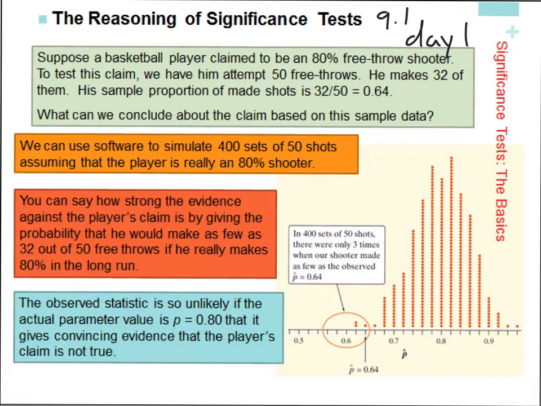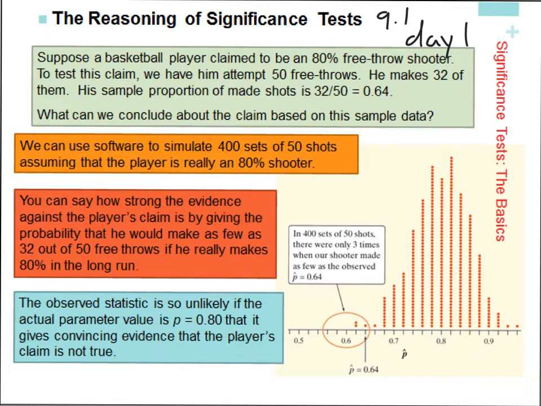And then in 9.2, we'll dive into all the specifics of how they work with proportions, and then in 9.3, we'll look at means. So this slide is really just giving us some context to talk about. Here's the idea. We're still working with a sample. We're still trying to make a conclusion about a population, but we're testing a specific value that we think the parameter might be.